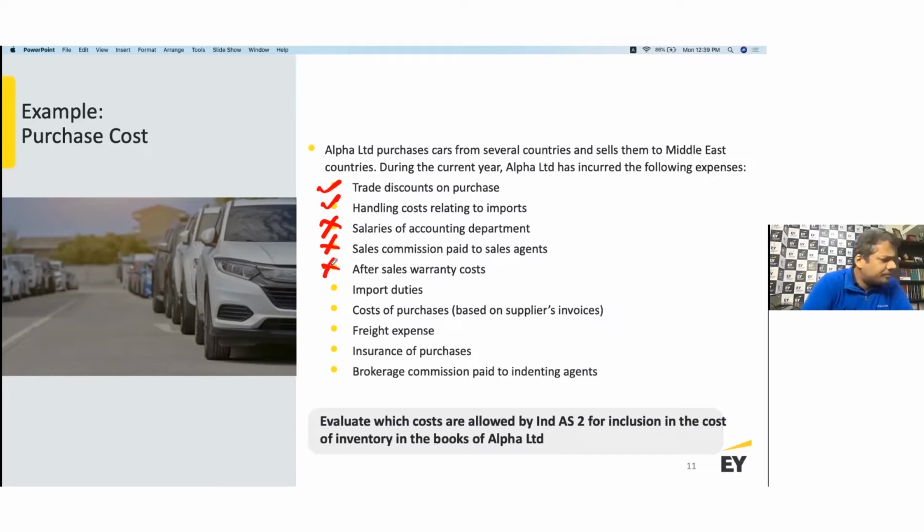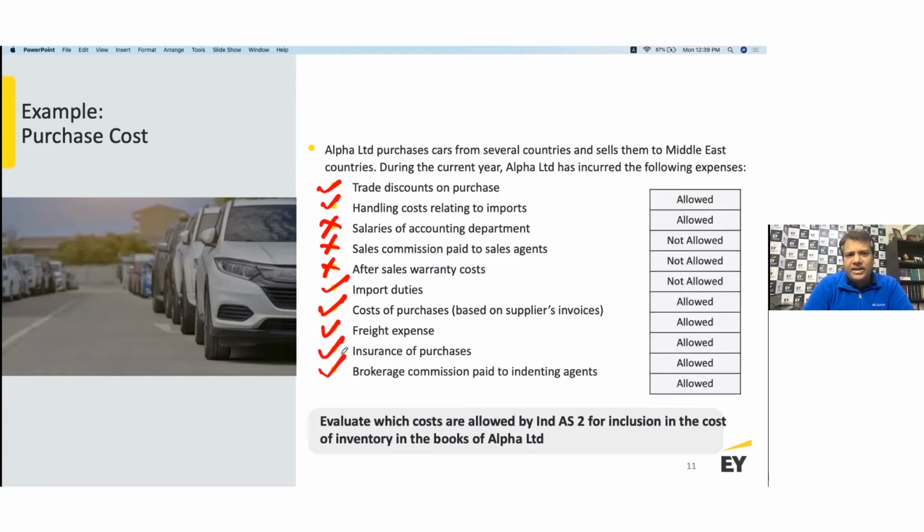Not included, right? Import duties, yes, I have to pay import duty to purchase this, to be included, yes. Cost of purchases, directly it has to be included. Freight, yes, freight I have to include, right? Insurance of purchases, right? So I want to protect my purchase, so that is also included. Now, brokerage commission paid to indenting agents, that also is allowed. So when you look at all of this, other than salaries, sales commission, and after sales, everything is allowed, to be part of cost.